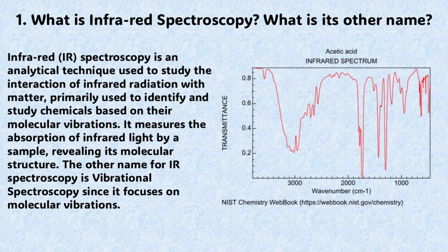What is its other name? The answer to this question is very simple. Infrared spectroscopy is an analytical technique used to study the interaction of infrared radiation with matter. This technique is primarily used to identify and study different chemicals based on their molecular vibrations. In this spectroscopy, we measure the absorption of infrared light by a sample to reveal the molecular structure of the compounds.